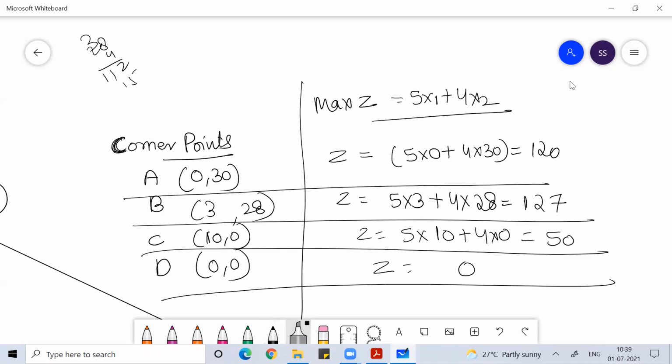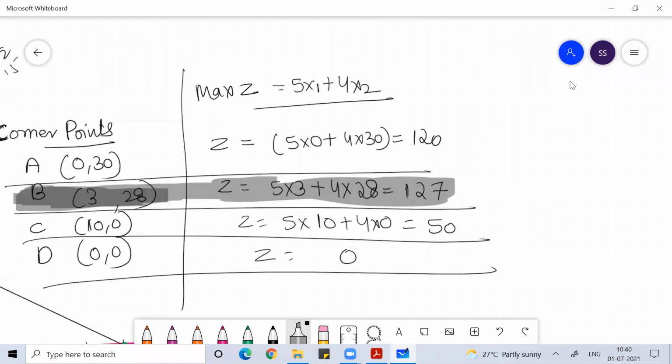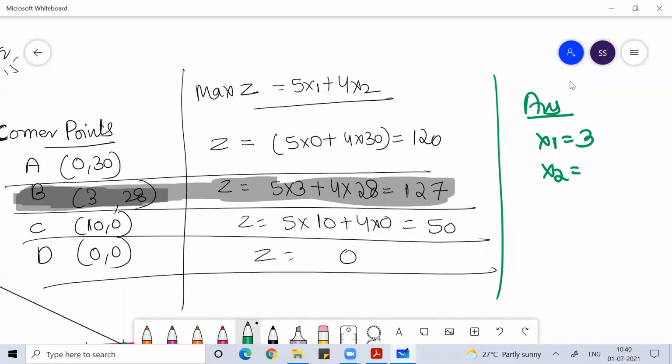So which is your maximum value? The maximum value is at 3 comma 28. That is giving you the maximum z value of 127. That is your answer. So as per this, the answer for this problem is x1 is equal to 3, x2 is equal to 28, and the maximum z value is 127. You do this much, you'll get 5 marks in the exam.